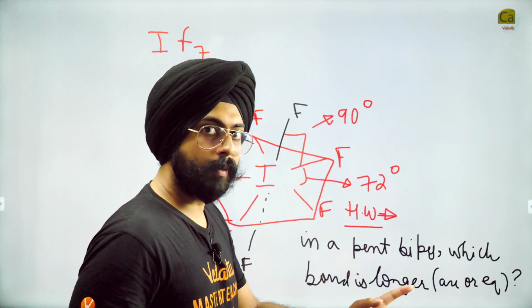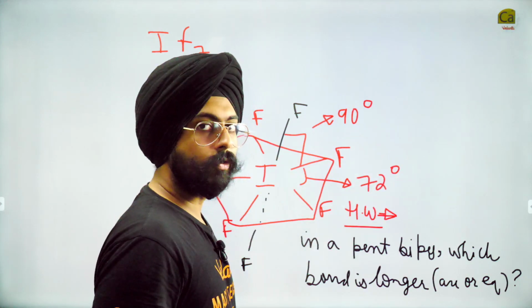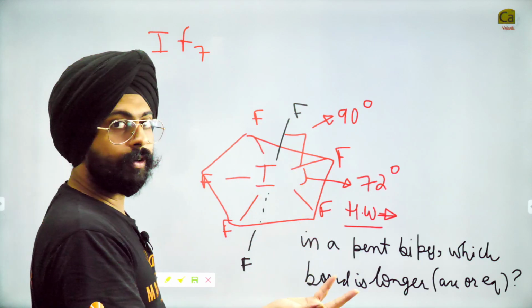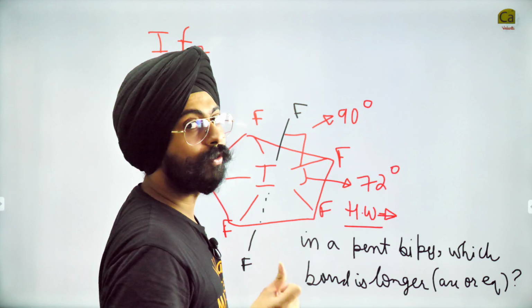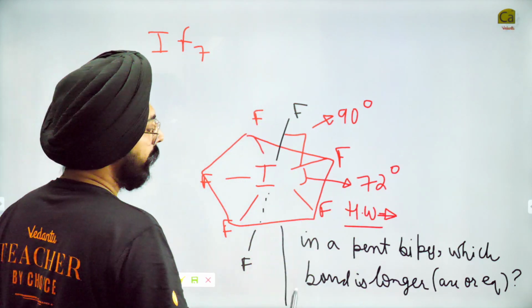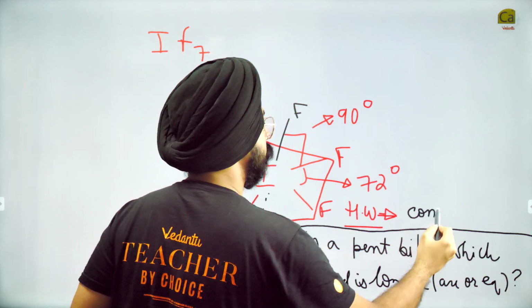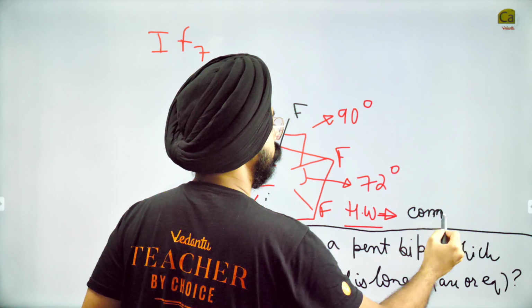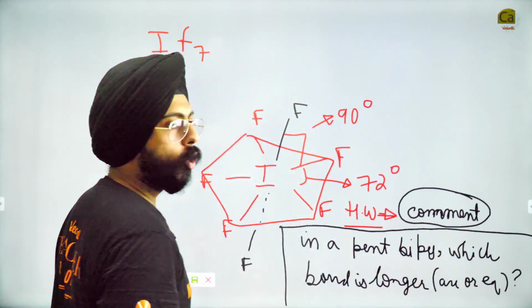In the trigonal bipyramidal system, the axial was longer because there were more 90-degree interactions over here. Now over here, what are the types of interactions? There are 90-degree interactions, there are 72-degree interactions. So think which case will have more repulsion and which would be the longer bond. This is something that you have to answer in the comments of the video. Not in the chat box. Please answer this in the comment of the video.